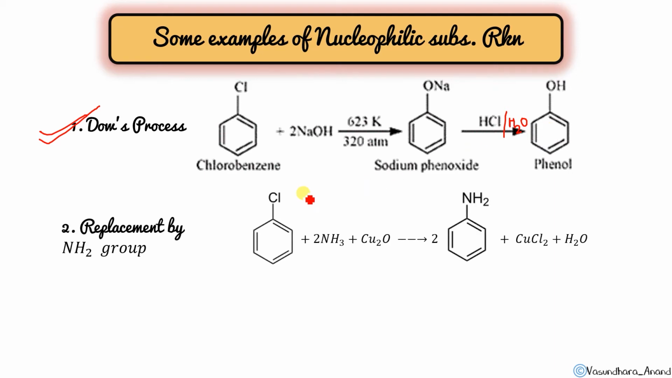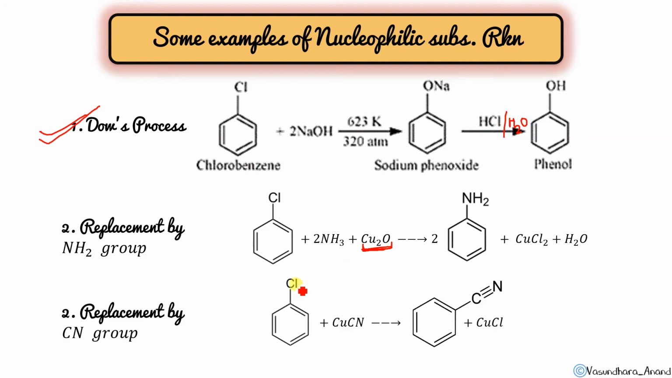Next is replacement by the NH2 group. When ammonia reacts in the presence of Cu2O, a catalyst used, then the Cl will be replaced by the NH2 group, and here the products will be CuCl2 and H2O. Okay, this reaction is not commonly used. Replacement by the CN group: chlorine is there and cyanide is there. Cyanide is a good nucleophile. So what will happen? It will replace the Cl and give you cyanobenzene.